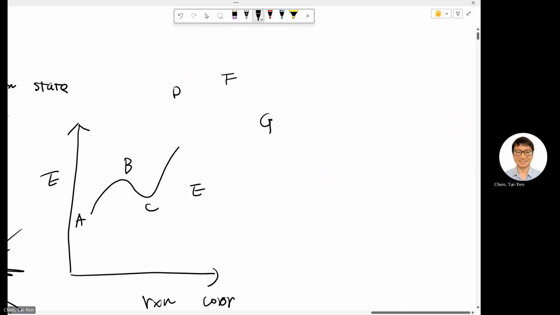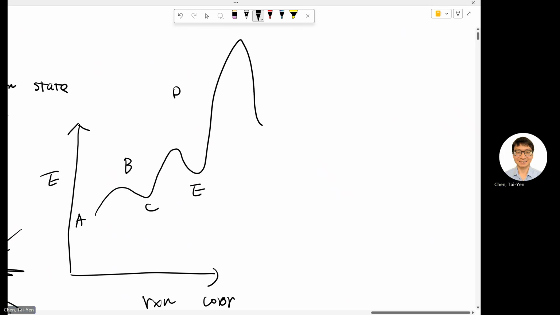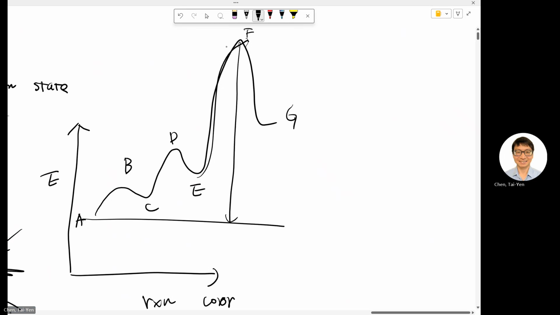Maybe this will be more clear. So this step will be your rate limiting step, right? And this will be your activation energy. And this will tell you it is an endothermic reaction. Okay, everybody have a better idea about this plot? Okay, good.